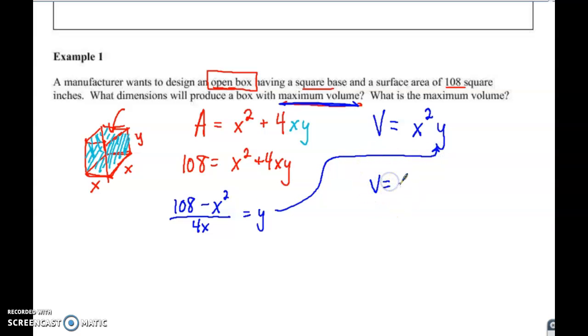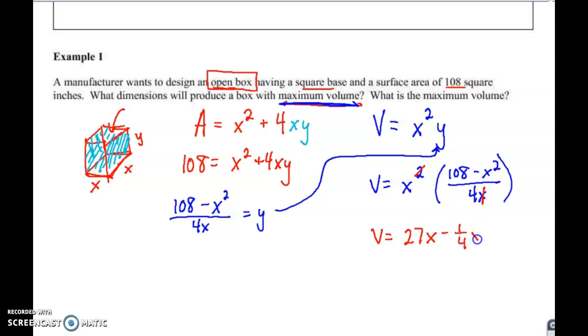I hope you're okay. I feel like I just jumped into that, but I have confidence that you guys will be able to deduce after a lot of practice what the correct answer is. And what I would honestly do is cancel out one of these x's and then distribute the x over 4 in that. So I'd have 108 divided by 4. Let me use a calculator. I would end up with 27x minus 1/4 x cubed. There we go.